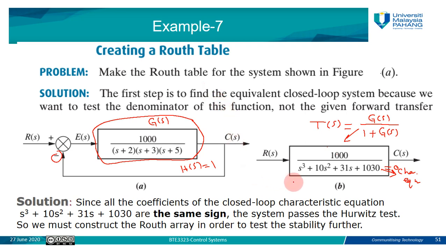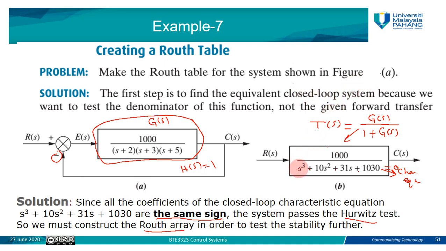Before that, I told you before, we need to identify the coefficients of the characteristic equation. Are they all the same sign? If yes, then you can build the Routh table and study the performance, I mean the stability. Okay, so this one is positive, positive, positive, positive. So all positive, so they have the same sign. So we can build the Routh table, or the Routh array.